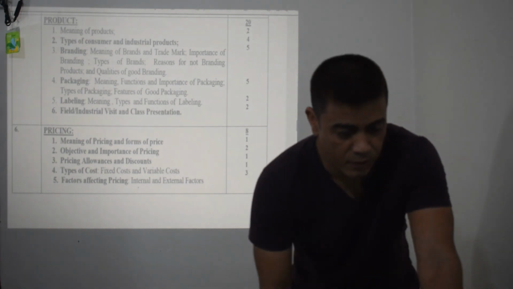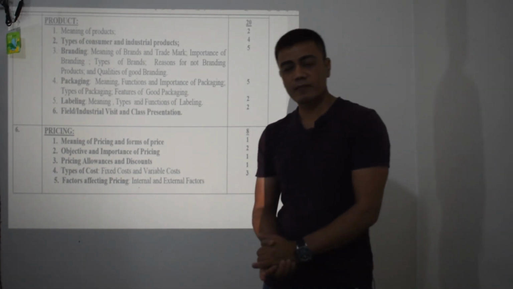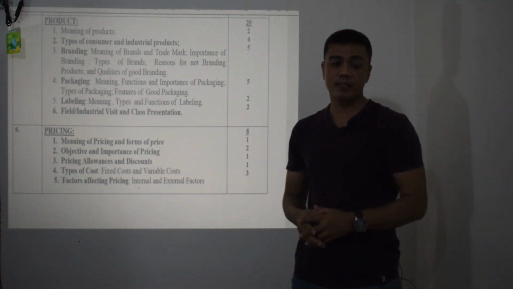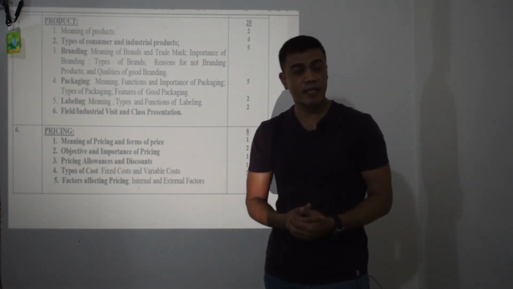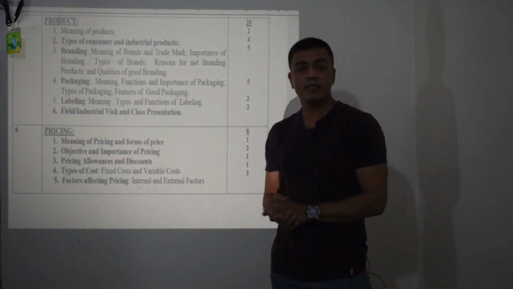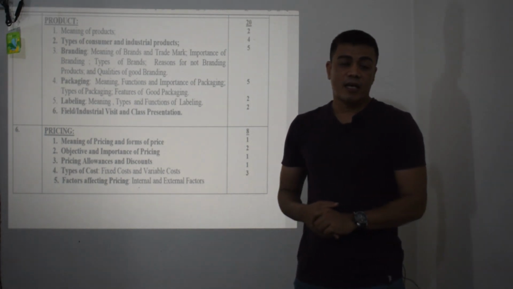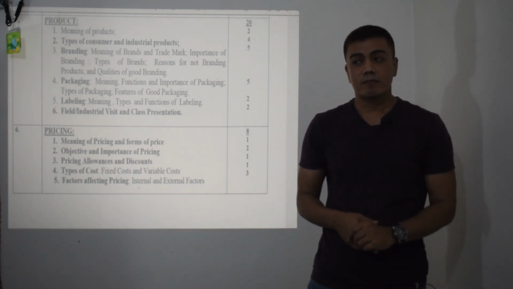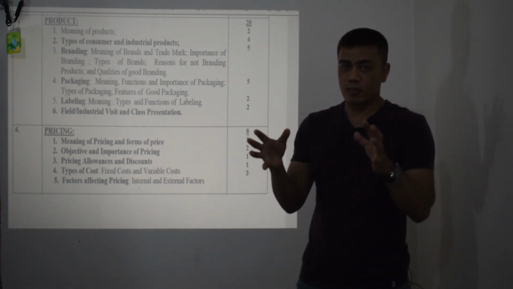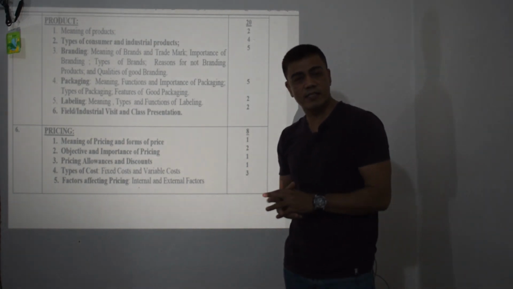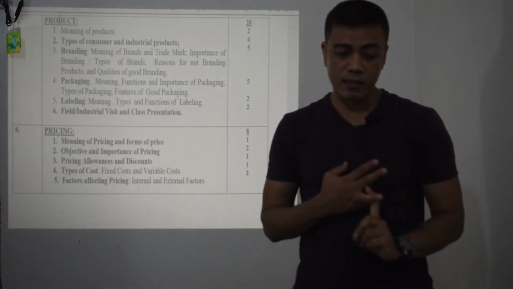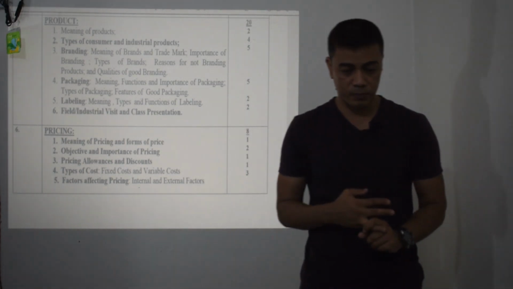And similarly, pricing. Without price, marketing is not possible. So what is the meaning of pricing, what are the forms of pricing, and why pricing is necessary, what are the objectives of pricing, what is the importance of pricing, this also do study. And some allowances also we give, and other pricing strategies are also there. So what are pricing allowances, what is discount, regarding them also you have to study.